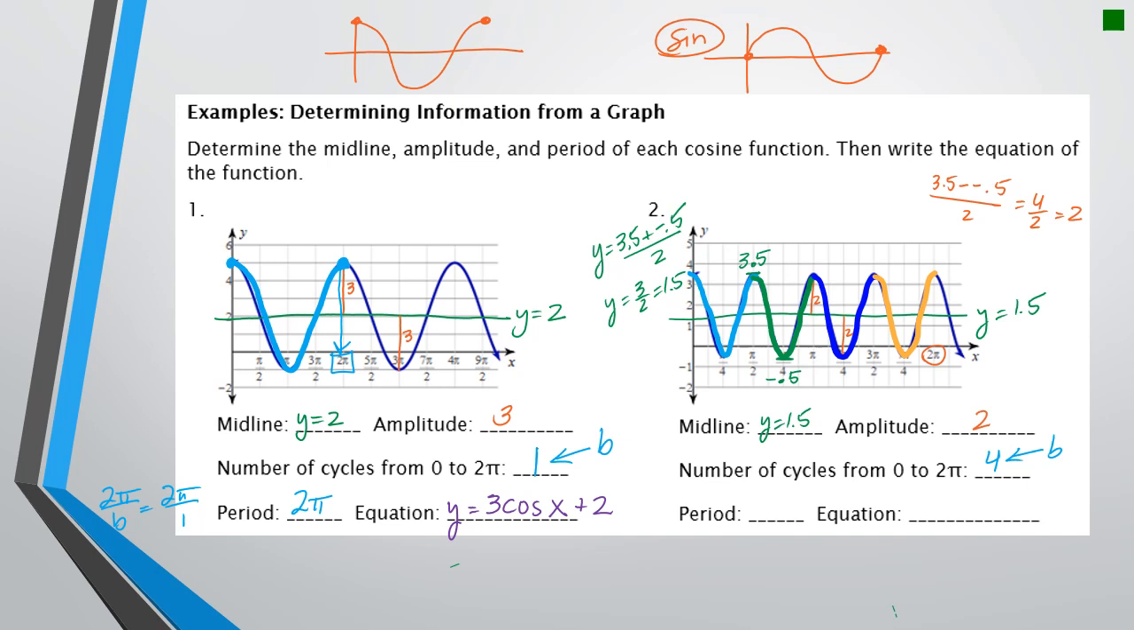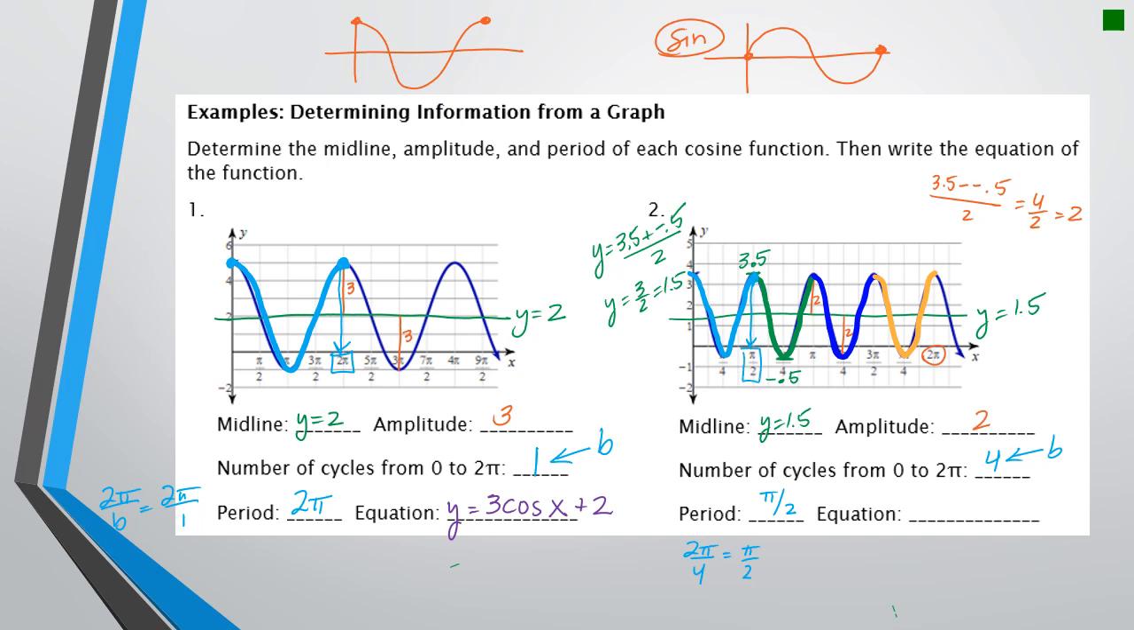Now there's 2 ways you can figure out period. The first way is you can take your B number and you can do 2 pi over B. So 2 over 4 reduces to 1/2, so period would be pi over 2. The other way you can see the period is by looking at where this first light blue cycle stops, which is right here. And then if you look down to the x-axis, this right here represents the period. So again, pi over 2.